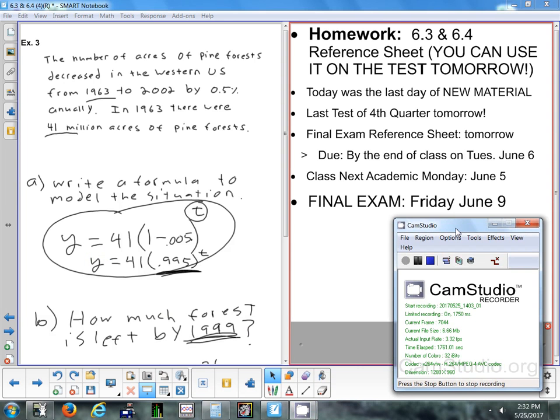All right? Also, on the reference sheet, there may be a spot where Mr. Hager and I say, go back to the notes from this section and copy down these steps. So you have the steps so you know what to do. We're going to give it to you tomorrow. You have a whole shop week, and then academic Monday and academic Tuesday to get it done. Next academic Monday, we don't have class. Your reference sheet is going to be due at the end of class on Tuesday.